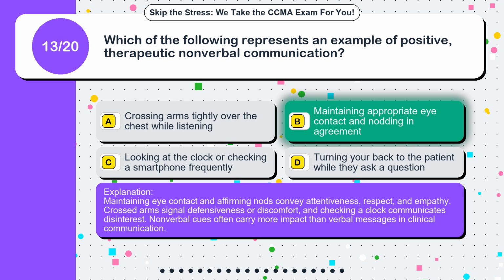Maintaining eye contact and affirming nods convey attentiveness, respect, and empathy. Crossed arms signal defensiveness or discomfort, and checking a clock communicates disinterest. Nonverbal cues often carry more impact than verbal messages in clinical communication.